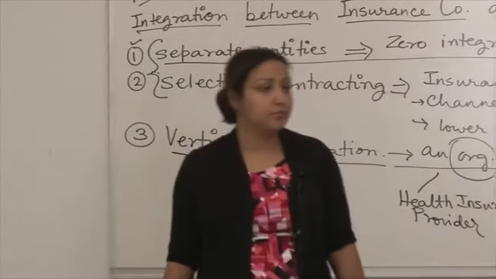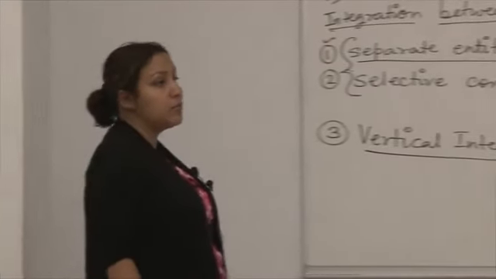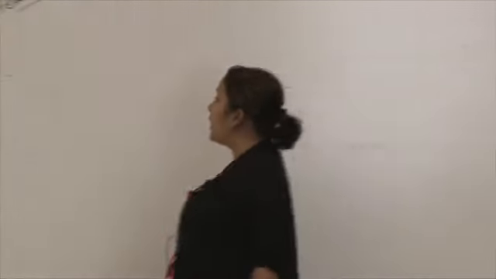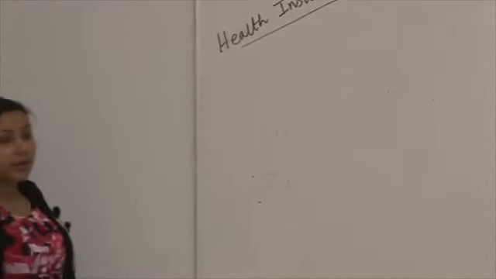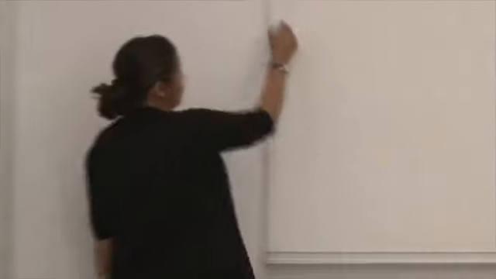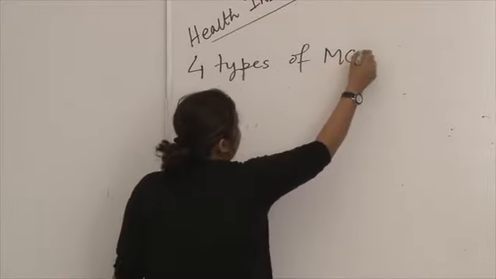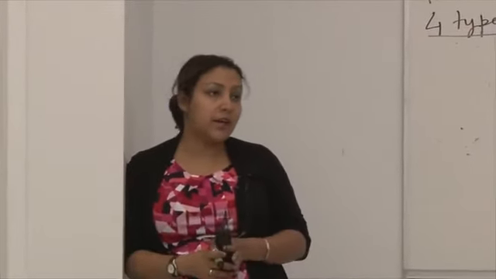Yes? So is MCO synonymous with HMO? HMO is a type of MCO. MCO is the superset, HMO is a subset of that. There can be 4 different kinds of MCOs based on the relationship between the health insurance provider and the health insurance company. So there can be 4 types of MCOs, managed care organizations. And these types are based on the relationship between these 2 divisions, the health insurance provider and the health care provider.